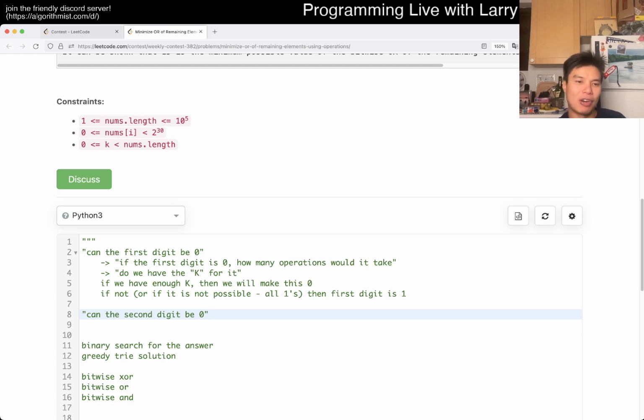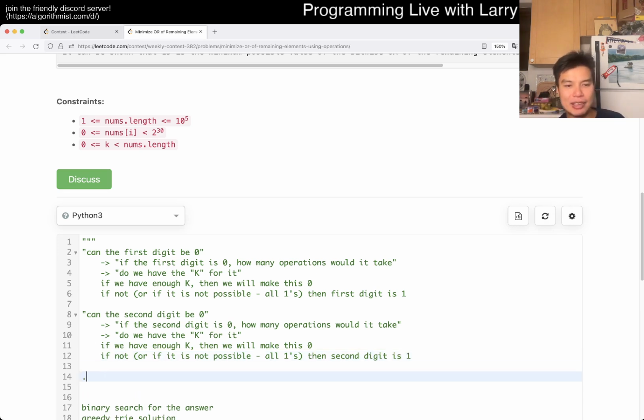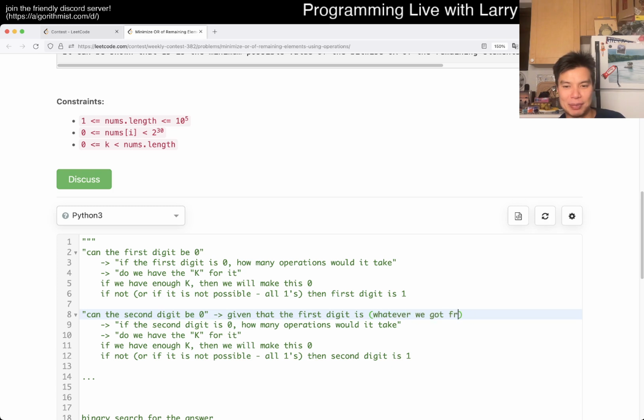And of course, this is just copy and paste from this, to be honest, right? So then, y'all are smart, so yeah. And that's basically the idea. And maybe for the second digit, this is also with the condition of, given that the first digit is whatever we got from the first part, right? So yeah. So then basically now it becomes a prefix, right?